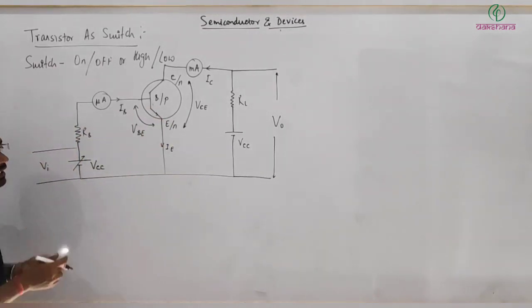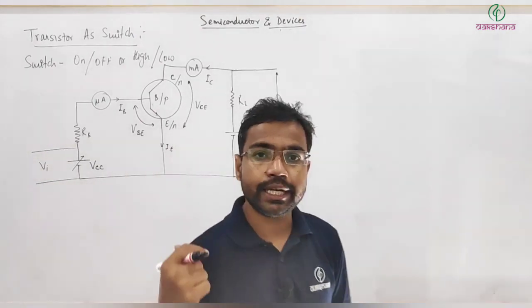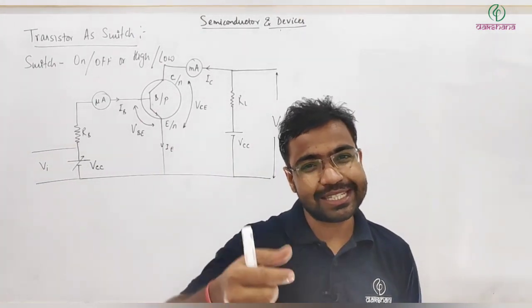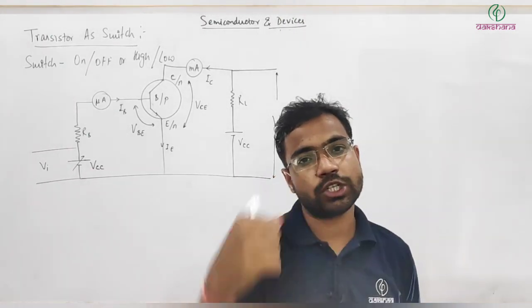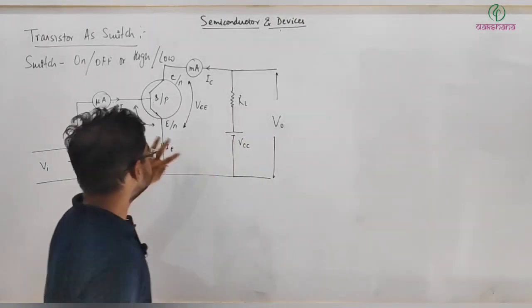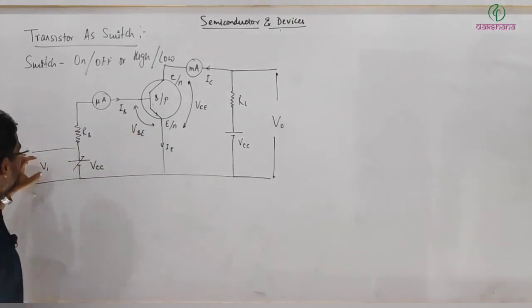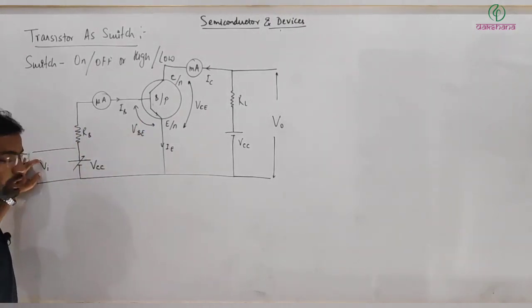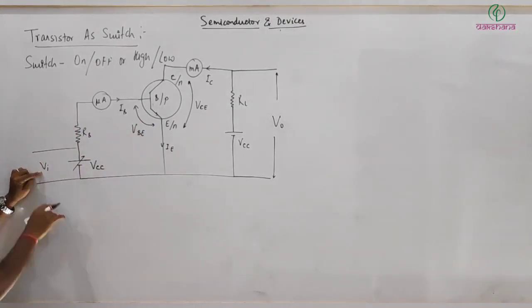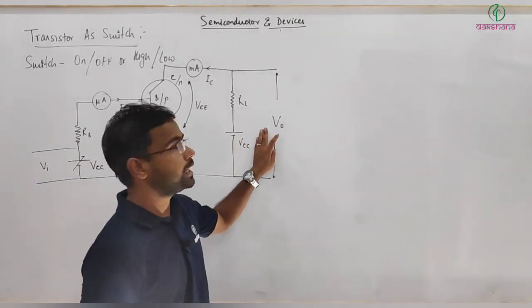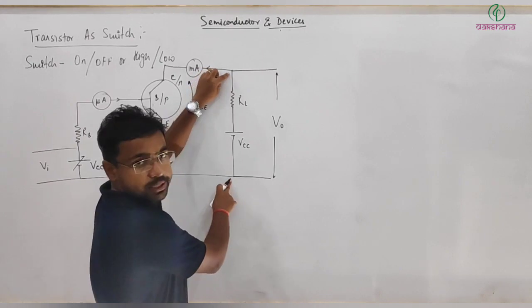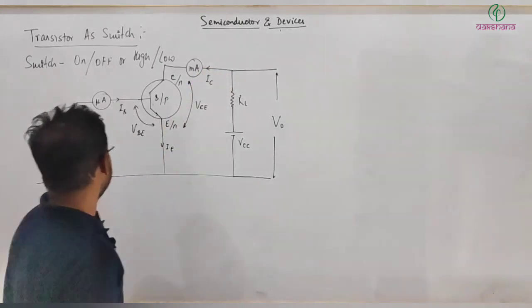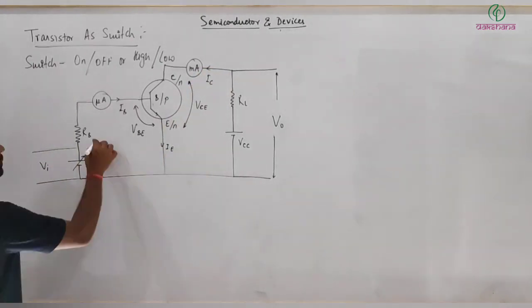Here we are not operating the transistor as a switch by hand, pressing it on and off. The transistor is operated by changing this voltage. So this is the input voltage, and here we get the output voltage. Remember that output is taken across these two terminals.